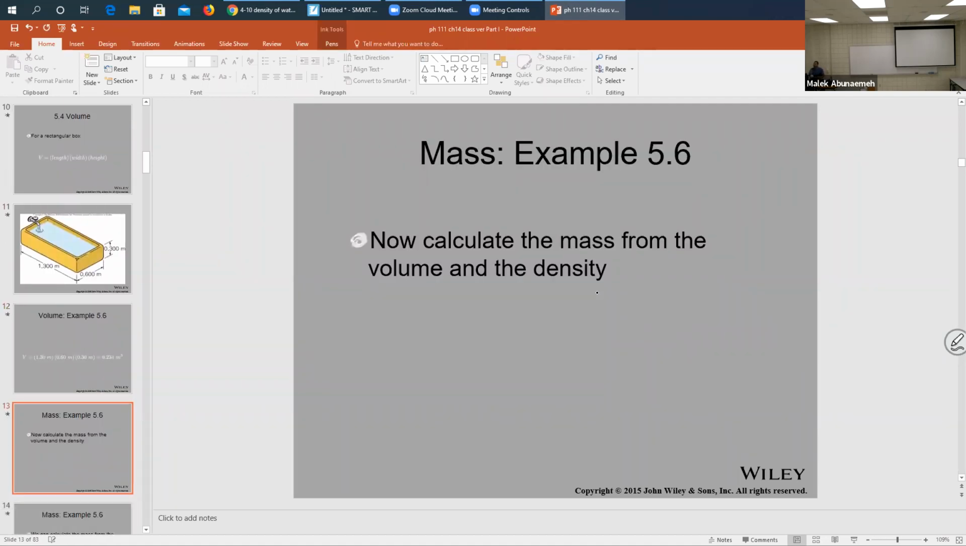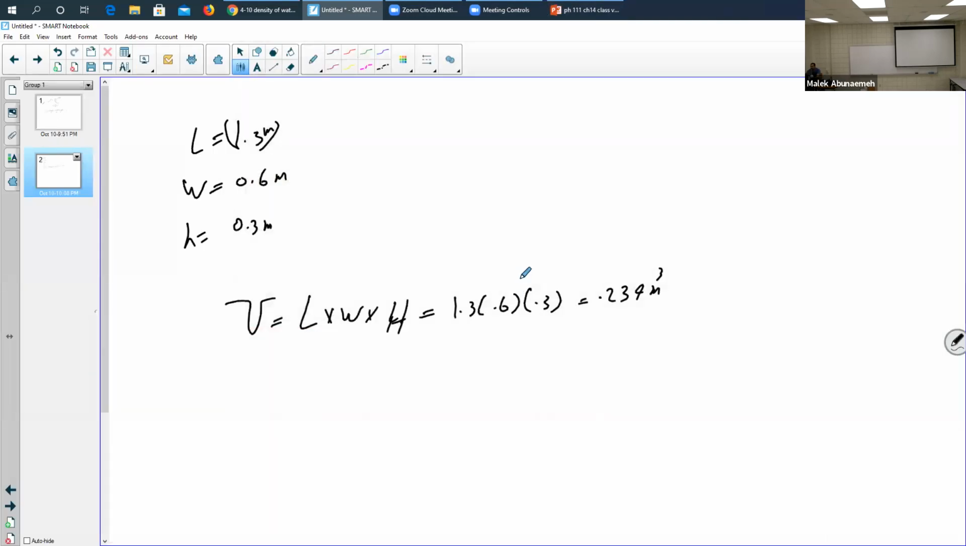Now, calculate the mass from the volume and the density. All right. So over here, we were looking for the volume, and we got the volume. Now we need the mass.